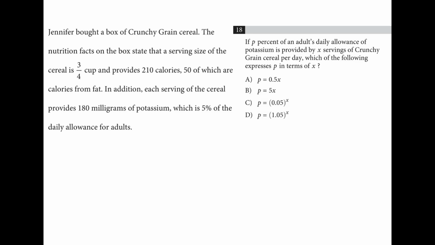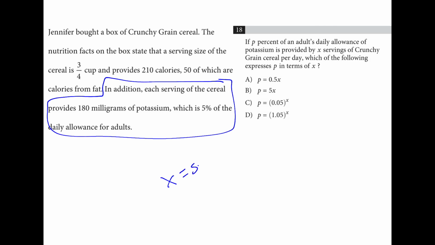So eating crunchy green cereal, we see that each serving gives you 5% of your daily allowance of potassium. So X is the servings, and for each one of them, we see 5%. So P is going to equal 5 times X. As the number of servings increases, we multiply by 5 to find out what percentage of the daily allowance of potassium we have ingested. Though it involves a percent, it is increasing at a linear rate.